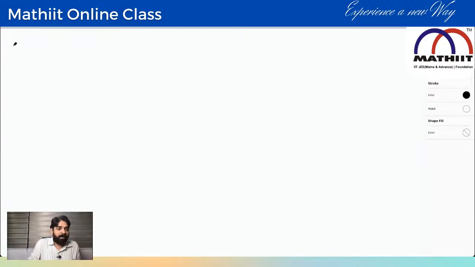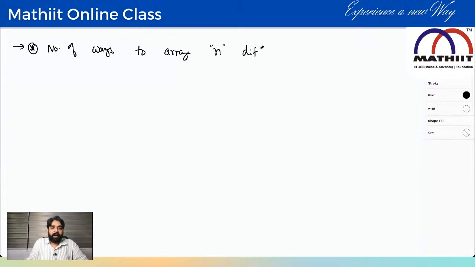So now, going further into this, we will be doing further study. I will be dictating some points as notes and I will explain them at the same time. Okay, so first point, everybody write it. Number of ways to arrange n different objects taking all at a time.